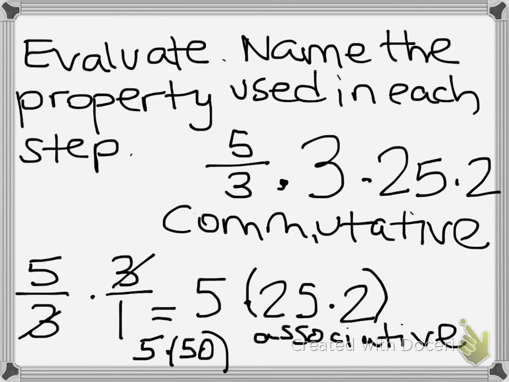And whenever you do the math and there's no other property, this is considered using substitution. So 5 times 50, I use substitution to get 250. And that would be my final answer.